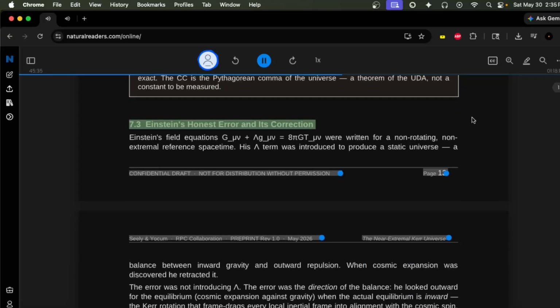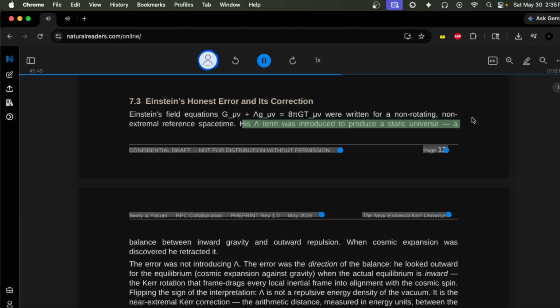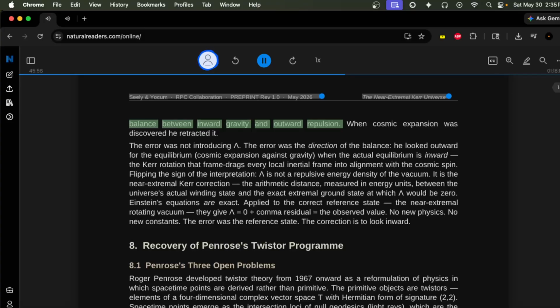7.3 Einstein's honest error and its correction. Einstein's field equations, G_mn plus lambda g_mn equals 8 pi G T_mn, were written for a non-rotating, non-extremal reference spacetime. His lambda term was introduced to produce a static universe, a balance between inward gravity and outward repulsion. When cosmic expansion was discovered, he retracted it.